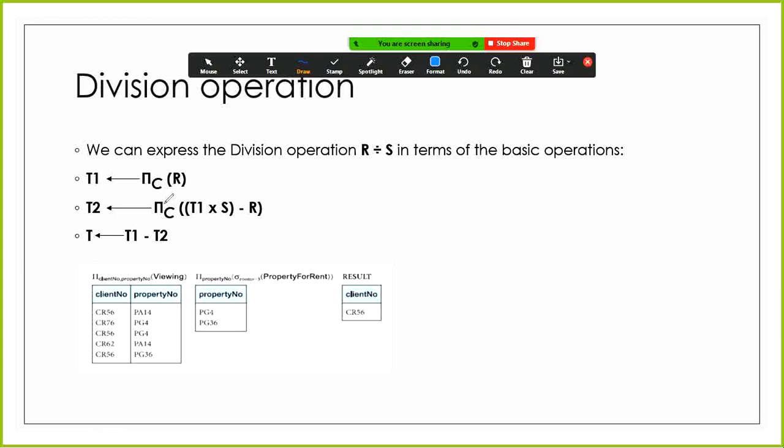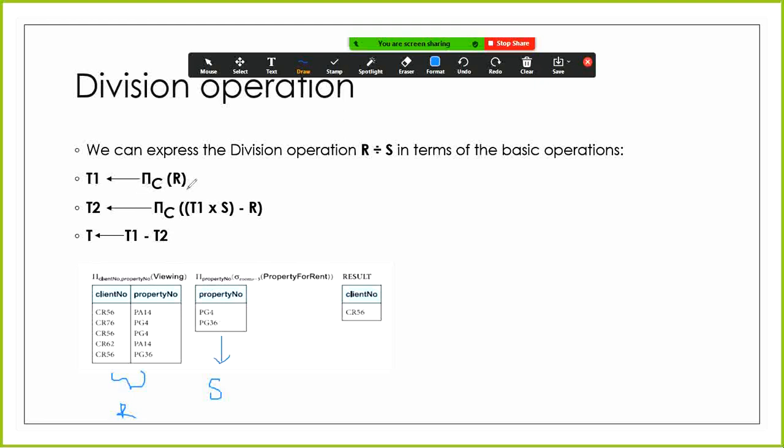Okay, first we have considered this whole table as R and this table as S. This table we get from property for rent and this table we get from viewing. We don't need to consider the whole tables because these columns are enough. We have selected client number and property number from viewing table because we only require these 2 columns, and then we have selected property number from property for rent where the rooms are 3. So we get this table.